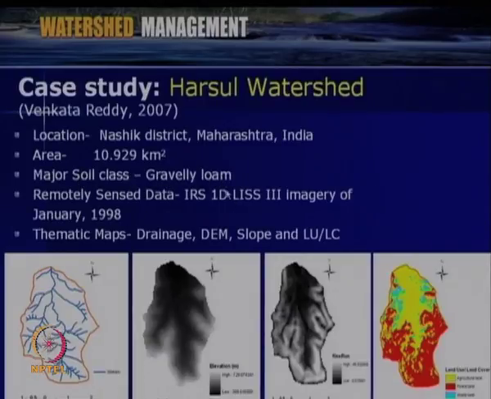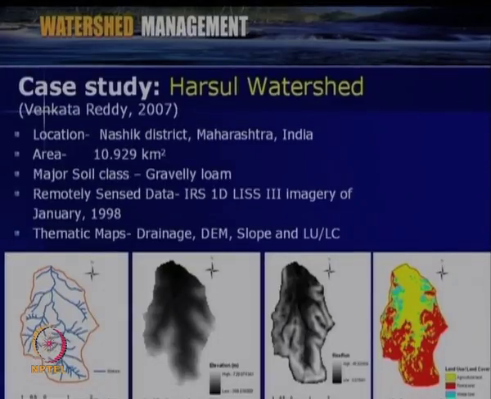And here we use the remote sensing data given by IRS-1D, and then also the thematic maps like digital elevation model, slope map, land use, land cover were developed using ArcGIS software. So, these details we will be discussing in a later lecture when we discuss the geographic information system and remote sensing applications as far as the watershed modeling is concerned.